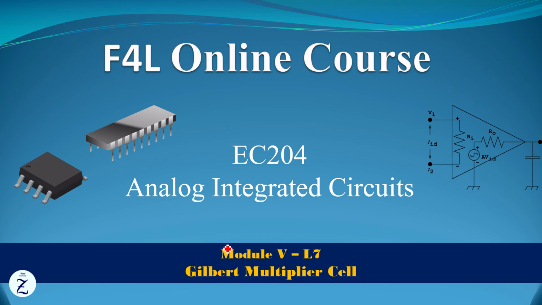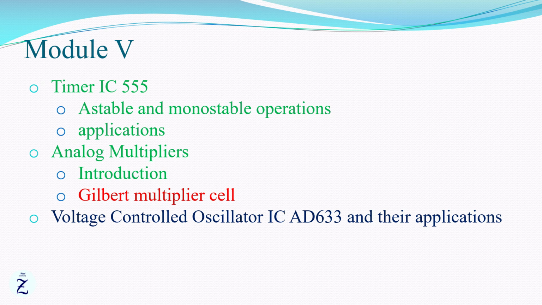Back to the online course on analog integrated circuits. In our previous class, we have talked about what is analog multiplier and some of the methods. Today, we will talk about a modified version of the emitter coupled multiplier, that is Gilbert multiplier cell. Before that, let's recapitulate some of the important points from previous class.